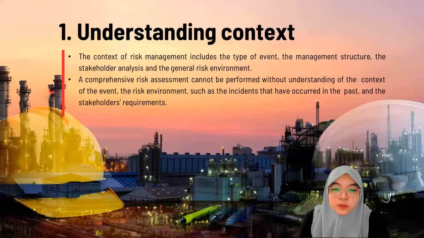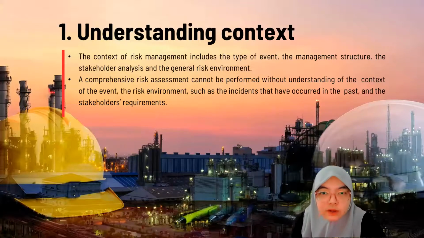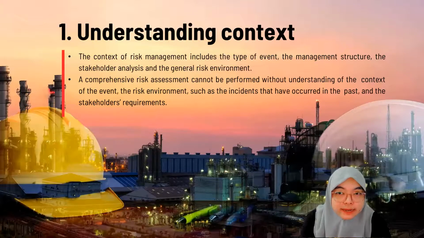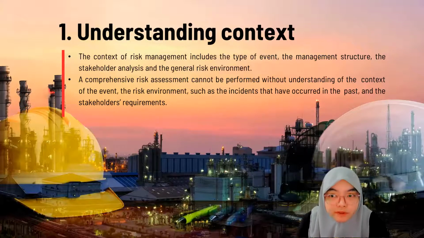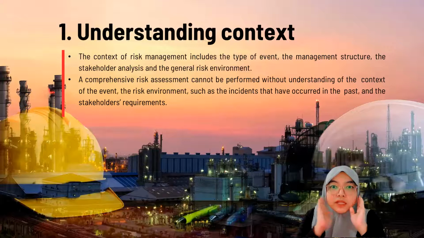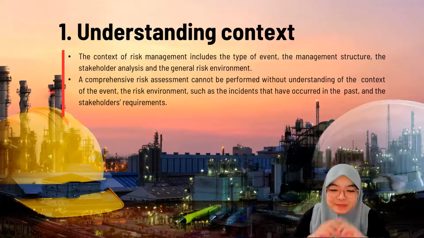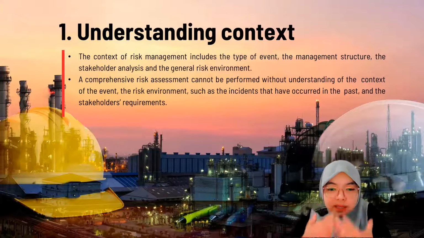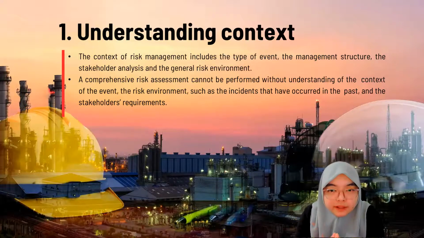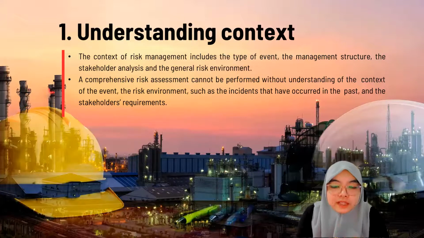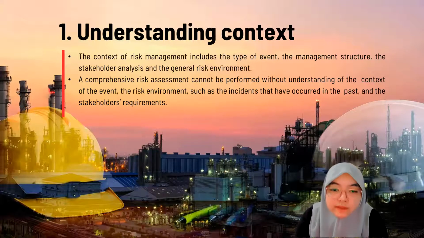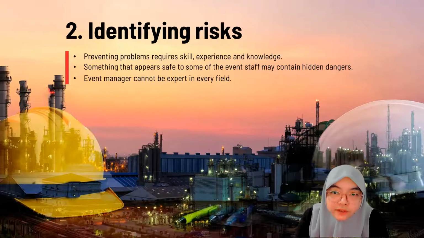Next, the first one, understanding context, meaning we need to check what kind of risk or what kind of problem may occur in our event. A comprehensive risk management cannot be performed without understanding the context of the event. The first step that we are going to take is to identify what kind of risk may occur in our event. So, identifying the risk.